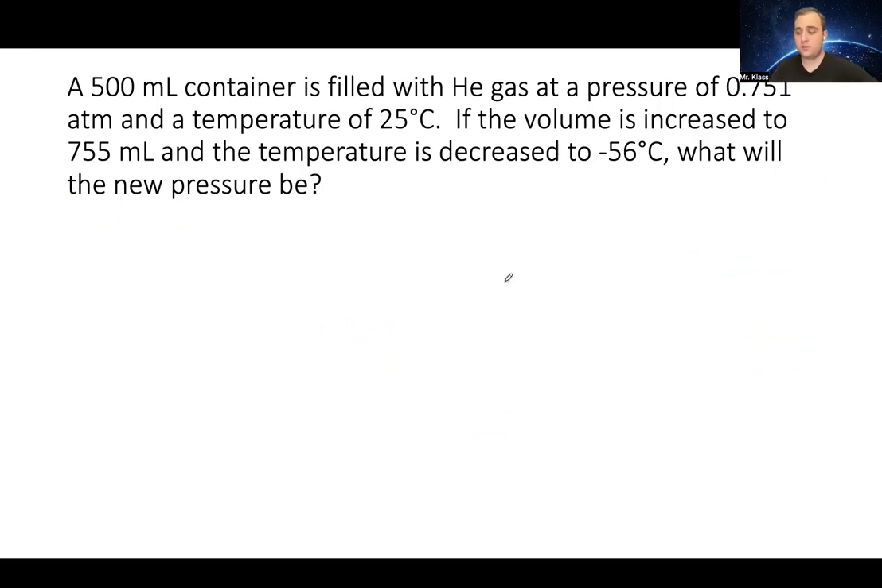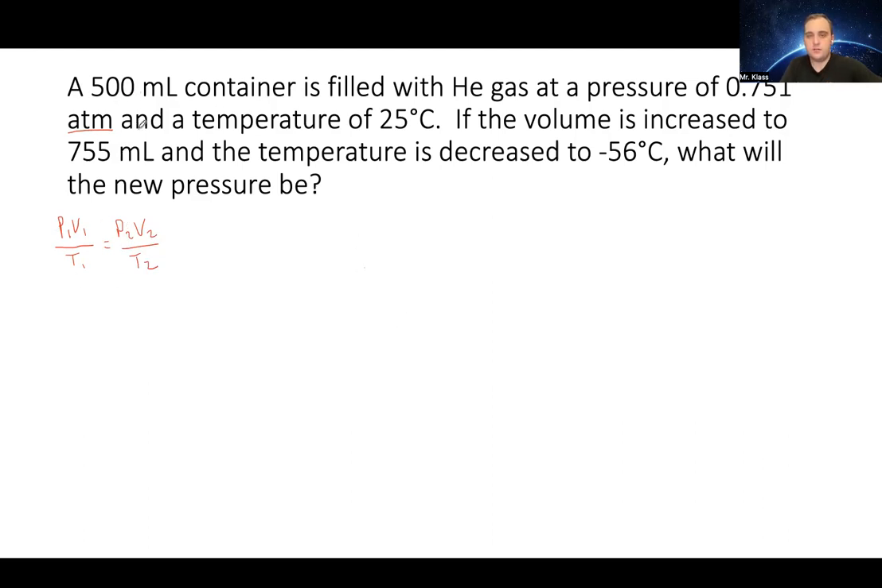A 500 milliliter container is filled with helium gas at a pressure of 0.751 atmospheres. Don't forget, atmospheres is an indication of pressure, with a temperature of 25 degrees Celsius. If the volume is increased to 755 milliliters and the temperature is decreased to negative 56 degrees Celsius, what will the new pressure be? Okay, so let's get our formula up here. If you didn't know, for all my New York State Regents students, this is contained on Table T. So in case you forgot, it's on Table T.